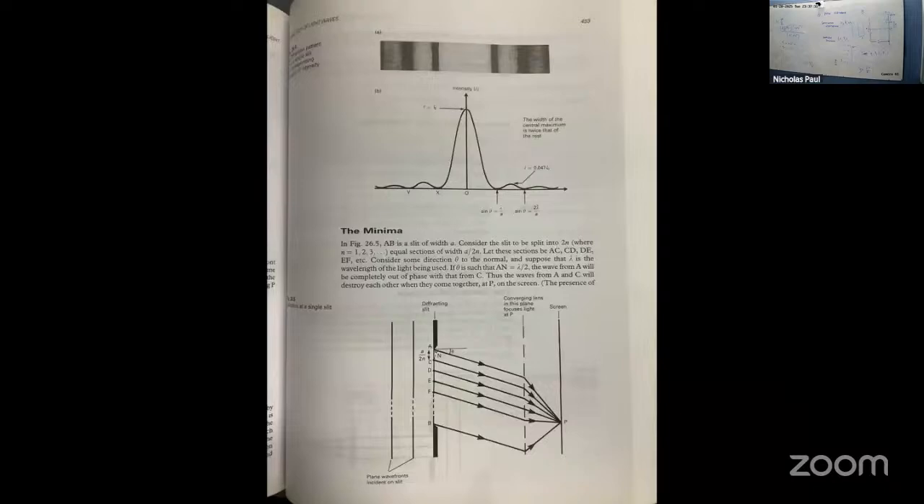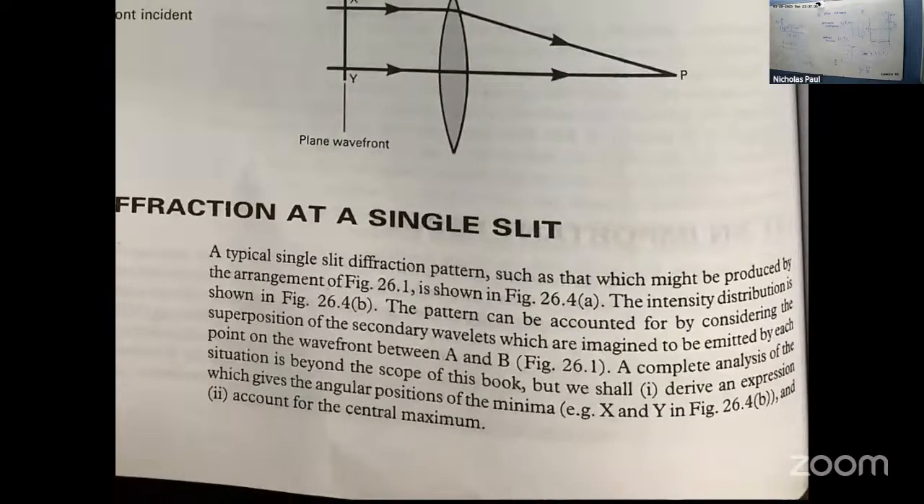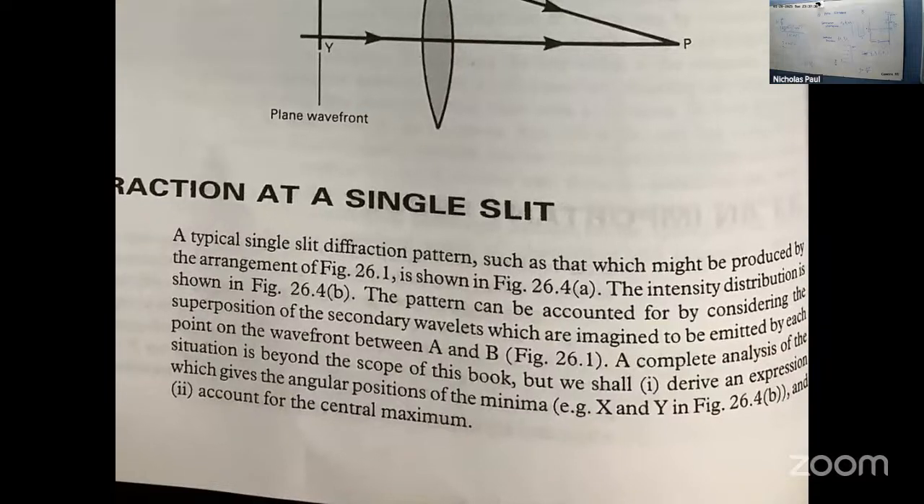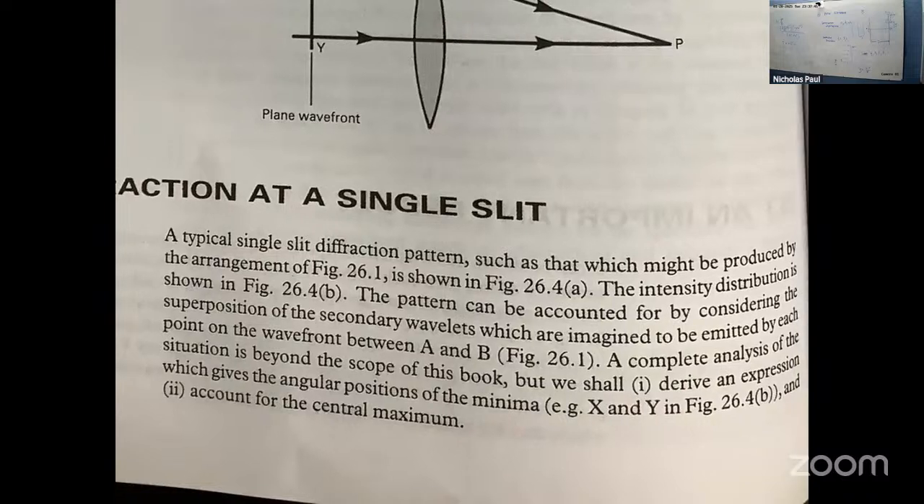So going back to the little note there. The pattern can be accounted for by considering the superposition of the secondary wavelets, which are imagined to be emitted by each point on the wavefront between A and B. We talked about that already. A complete analysis of the situation is beyond the scope of the work, but we shall derive an expression which gives the angular positions of the minima and account for the central maximum.